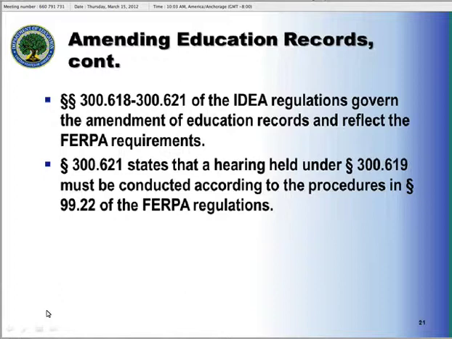This hearing is not intended to provide an opportunity for parents to have accurate information removed from their child's record because they would prefer that it not be included in the record.